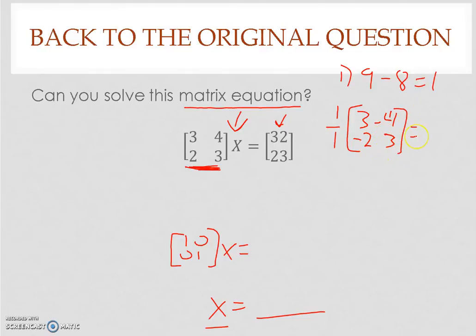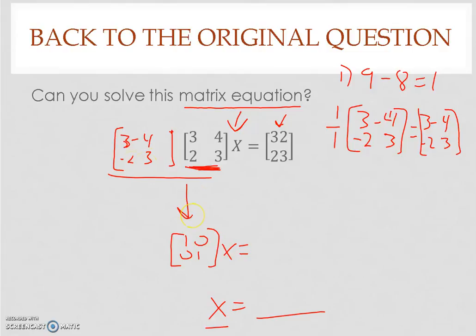And so when I multiply 1 times all of that, I get 3, negative 4, negative 2, 3. And this is my inverse matrix, which means that if I took that matrix and I multiplied it times my original matrix, if I had the 3 here, negative 4, negative 2, and 3, the product would be this matrix.